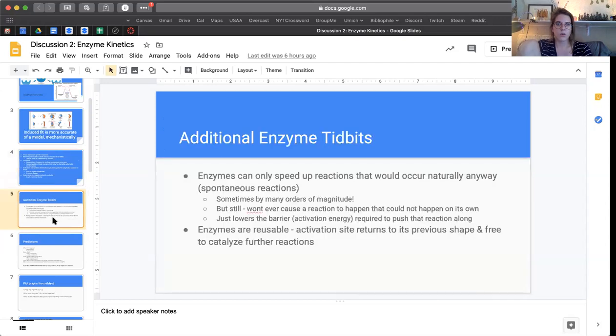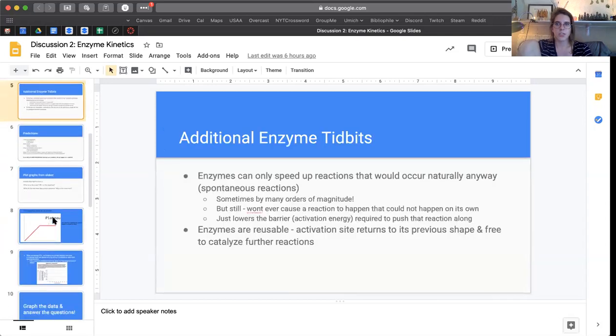Cool. So another thing I wanted to mention is, enzymes can only speed up reactions that would occur naturally in nature. So if you add an enzyme to two things that would not normally react with each other, you're not going to suddenly create a reaction. The only thing that the enzyme is doing is reducing that activation energy hump to get there.